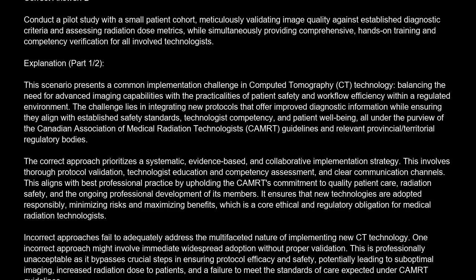The correct answer is D. Conduct a pilot study with a small patient cohort, meticulously validating image quality against established diagnostic criteria and assessing radiation dose metrics, while simultaneously providing comprehensive, hands-on training and competency verification for all involved technologists.